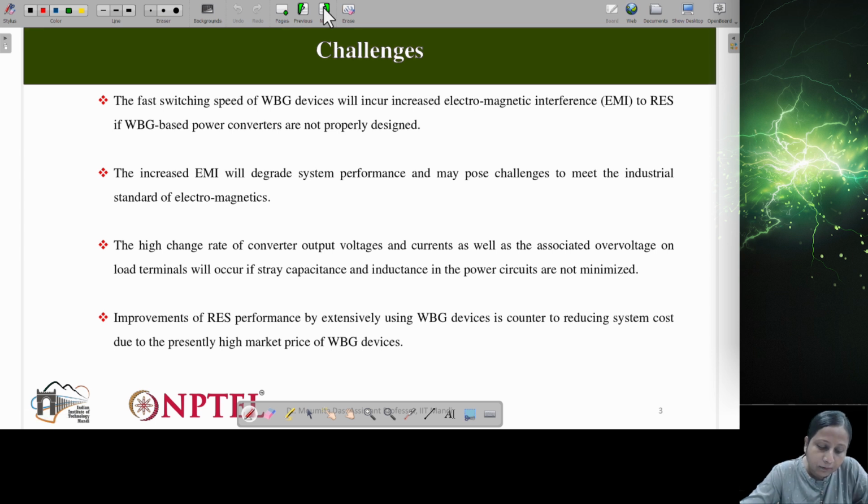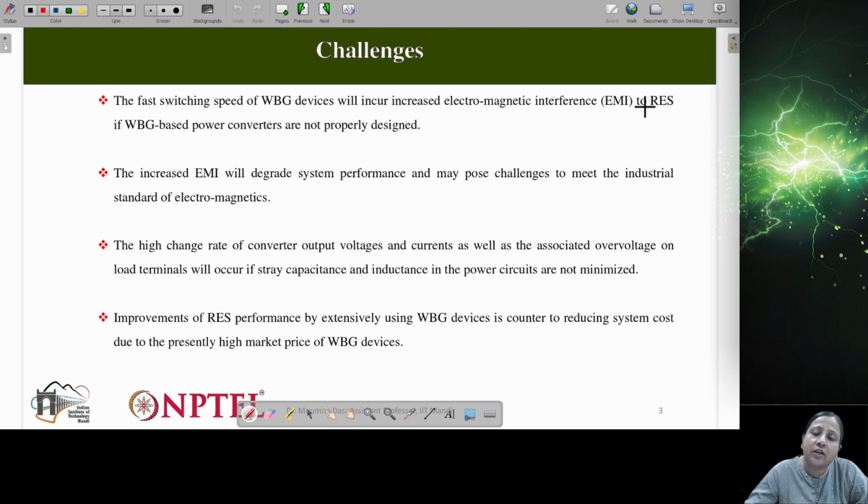When we consider this application, the fast switching speed will cause the problem of electromagnetic interference, right? If these renewable energy sources are not designed properly, when they are connected to the utility grid, the connection itself can cause the problem of EMI. The renewable energy source will be connected in one place, and from there to the converter there will be some distance, and this distance-related problem needs to be sorted out by using a filter.